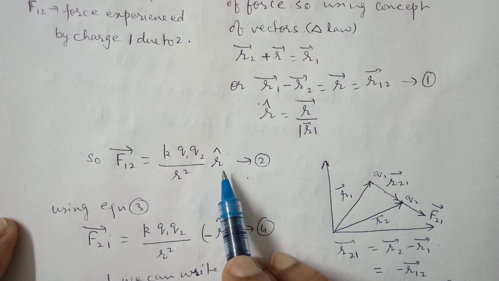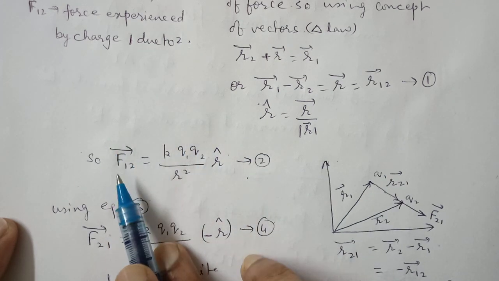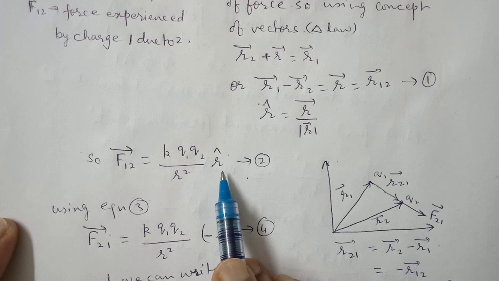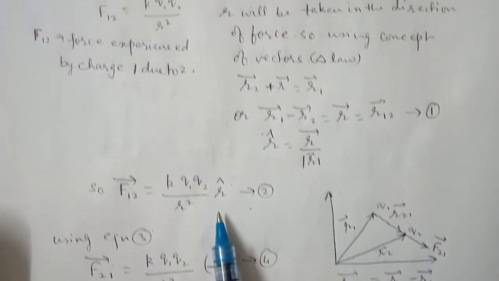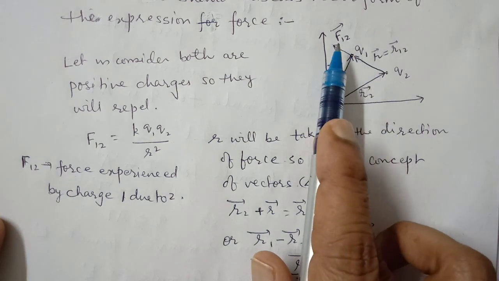and the position unit vector is R cap. It will be complete, showing the force with a particular direction R. Whereas this R unit vector is the direction like this.